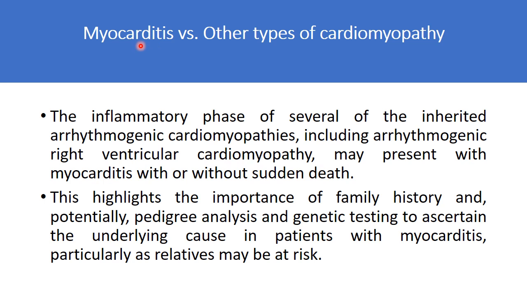How to differentiate between myocarditis and the other types of cardiomyopathy? The inflammatory phase of several inherited arrhythmogenic cardiomyopathies, including arrhythmogenic right ventricular cardiomyopathy, may present as myocarditis with or without sudden death. This highlights the importance of family history, pedigree analysis, and genetic testing to ascertain the underlying cause in patients with myocarditis, especially as relatives may be at risk.